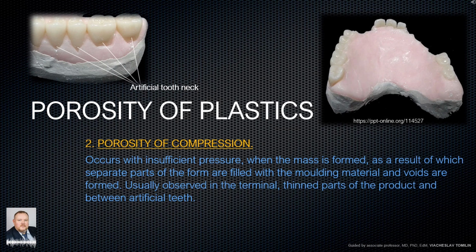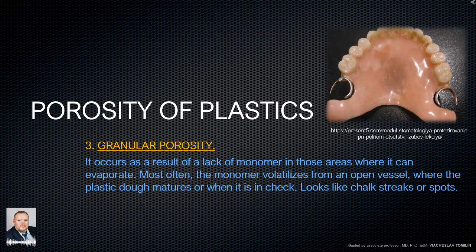Porosity of plastics. 2. Porosity of compression. Occurs with insufficient pressure, when the mass is formed, as a result of which separate parts of the form are not filled with the molding material and voids are formed, usually observed in the terminal, thin parts of the product and between artificial teeth. Porosity of plastics. 3. Granular porosity. It occurs as a result of a lack of monomer in those areas where it can evaporate. Most often, the monomer volatilizes from an open vessel, where the plastic dough matures, or when it is in check. Looks like chalk streaks or spots.